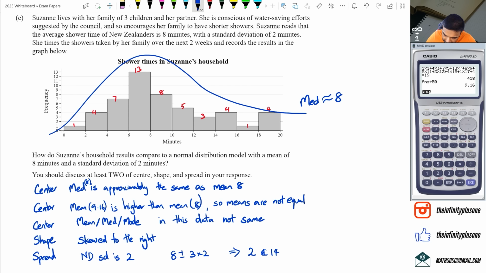But then Suzanne's data has actually got a lot more, because hers has a range of 20. Her data is from 0 to 20. So it's actually got a much larger standard deviation compared to the normal distribution one. So in terms of grades, you need one statement for achieved, one statement for merit, and 2 statements for excellence. All right, let's go to the next question.